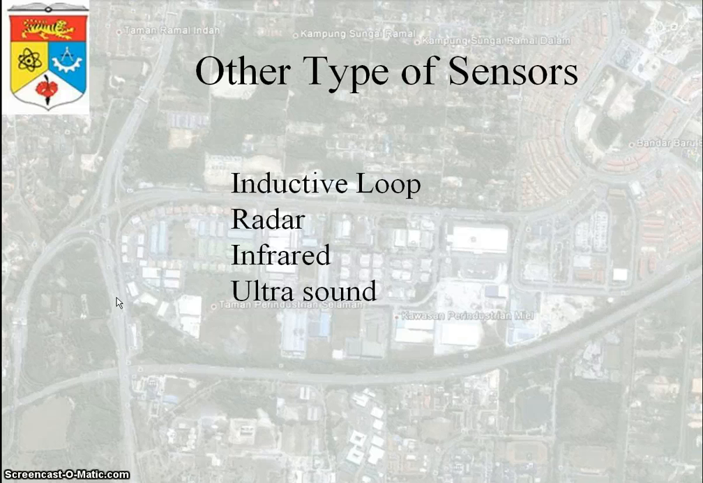That's our video detection system, but there are other types of sensors, such as inductive loop, radar, infrared, and ultrasound, which you can find on the internet.